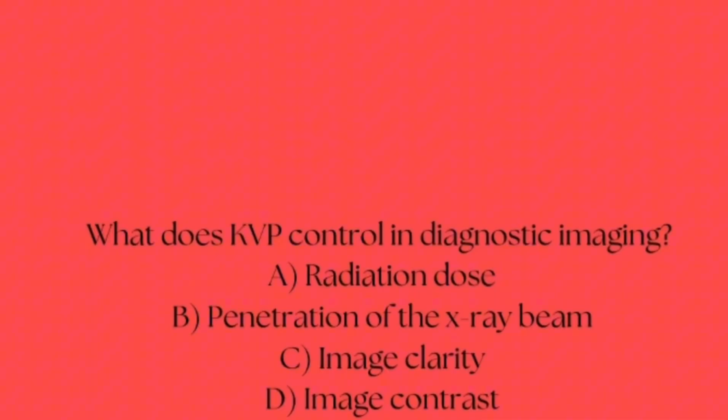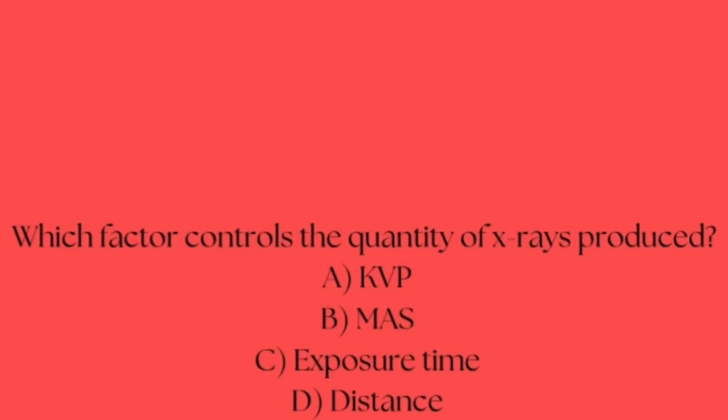So let's go ahead and get into these questions. The first question is, what does KVP control in diagnostic imaging? If you answer B, penetration of the X-ray beam, you are correct. Let's get into question 2. Question 2 states, which factor controls the quantity of X-rays produced? You answered B, MAS. You are correct.